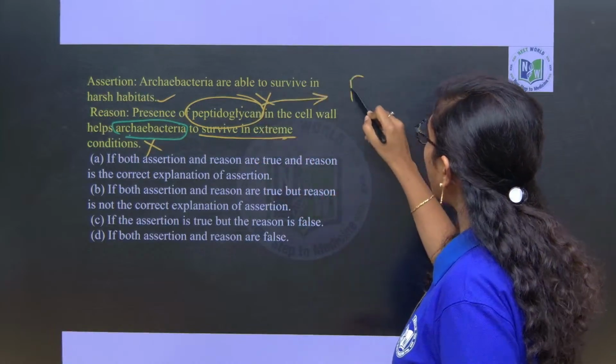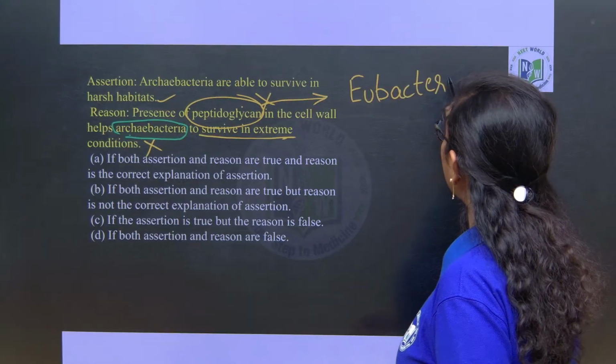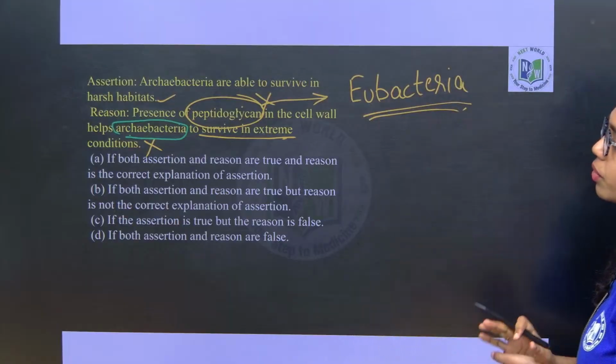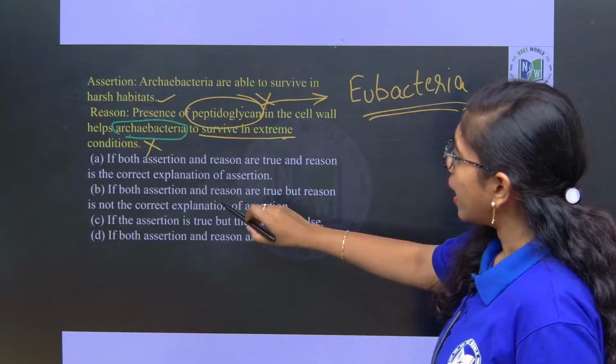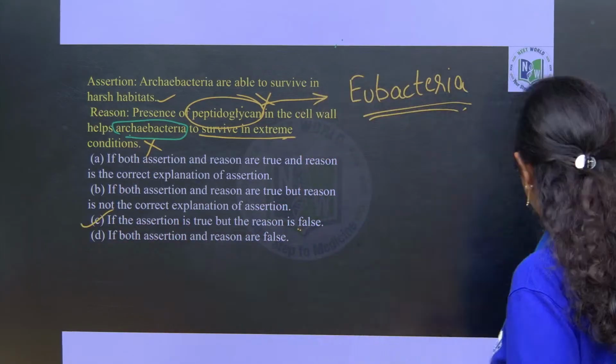Peptidoglycan is the cell wall for eubacteria. Done? So, here we have to go with what? The assertion is true, but the reason is false. Option C is the correct answer.